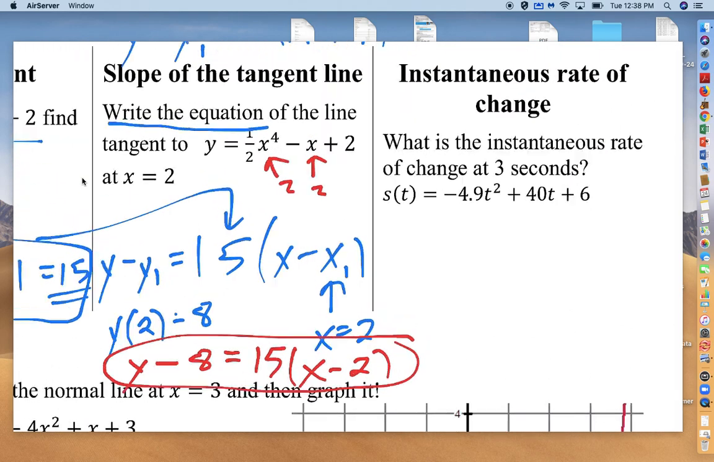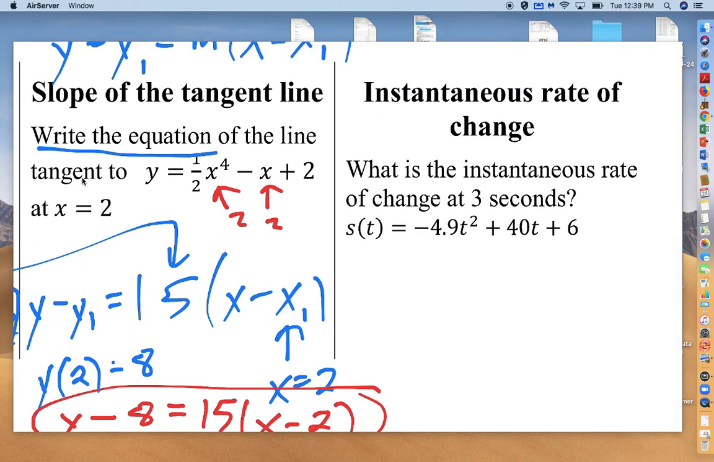Okay, so instantaneous rate of change, same kind of question. The slope of the tangent line is a sense of how fast your position is changing at a time. You do need the first derivative to make that happen. So you get s prime of t first. So that'd be 2 times 4.9, that would be negative 9.6. I got this.